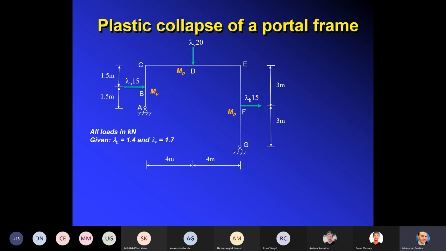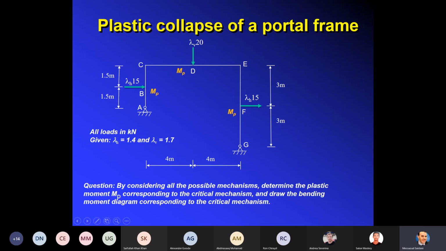The lambdas are given to us. In the horizontal direction, lambda is 1.4, and in the vertical direction, lambda is given as 1.7. Therefore, you can work out the actual critical loads by multiplying 15 and 15 by 1.4, and multiplying the vertical load, the 20, by 1.7. That will give you the critical load. I think it gives 34 for the vertical load, and 21 for the horizontal loading, 15 times 1.4. Okay, so this is the problem.